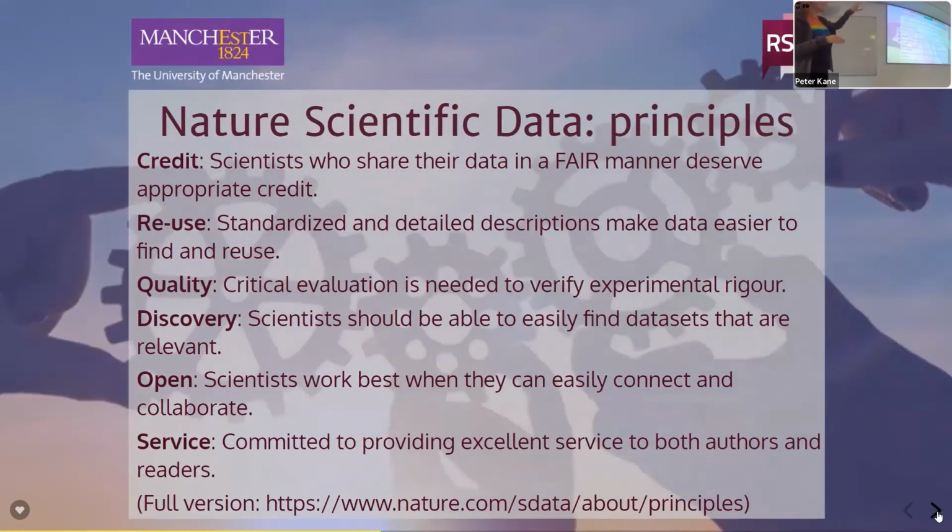Okay, so I won't go into all of these, but for example, as I said earlier, Nature Scientific Data has a set of principles to do with crediting scientists who share their data, reuse, quality, discovery, making it open, and service. There's a full set there, so I won't go into all of those in detail.